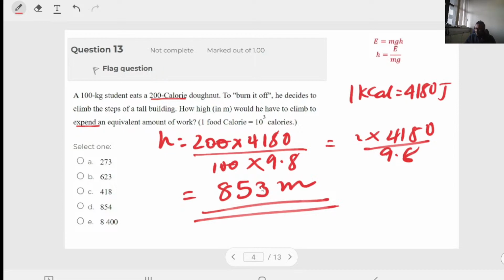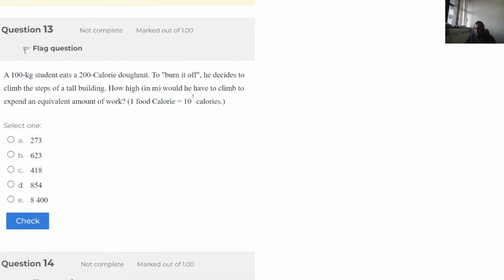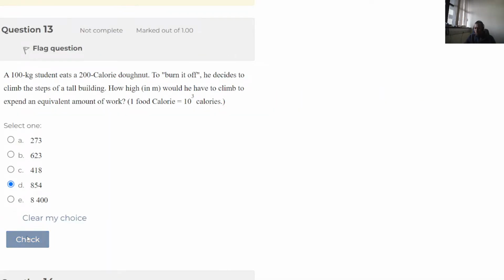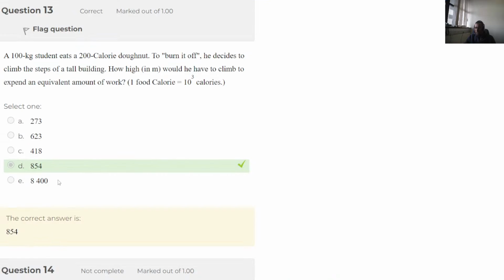Where is 800? Oh, maybe they use some sort. I don't know where I made a mistake, but I see something close to 854. Let me just go click onto it. 854 maybe. This should be correct though. Yeah, that's true.